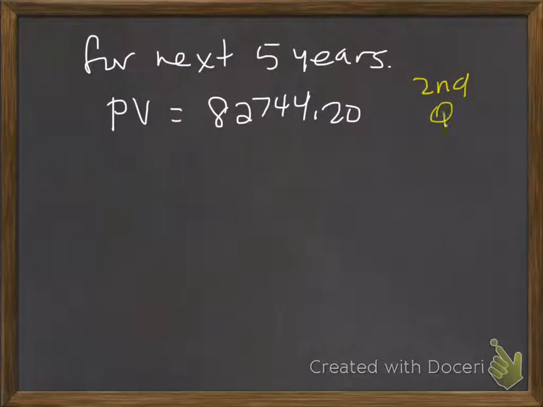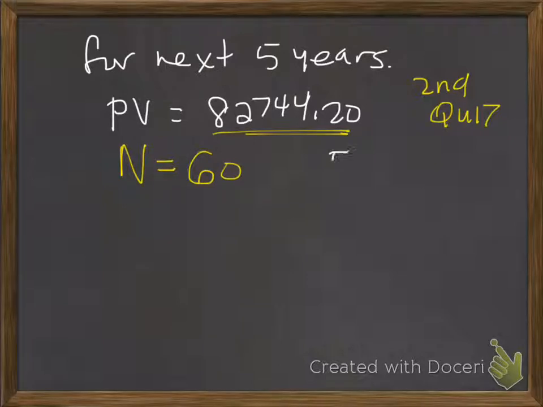And of course, remember that if you're still in the amortization function, you're going to need to press second quit to get out of the amortization function, so that you can get back into the computing function. So now we've entered in the present value is equal to $82,744.20, and now you're going to change the N value to 60 because there's only 5 years left in the mortgage. So there's 5 years remaining in the mortgage.